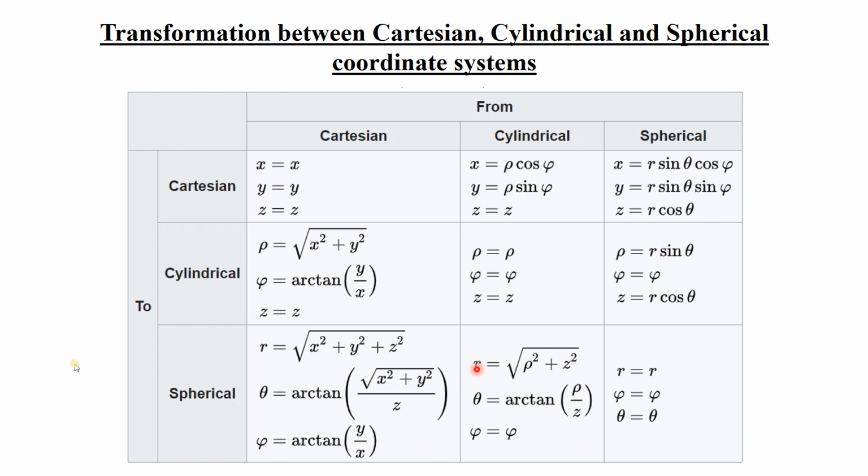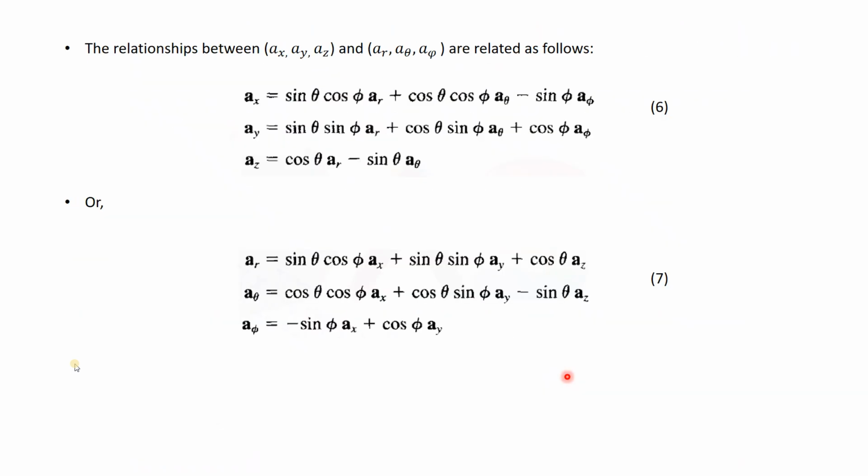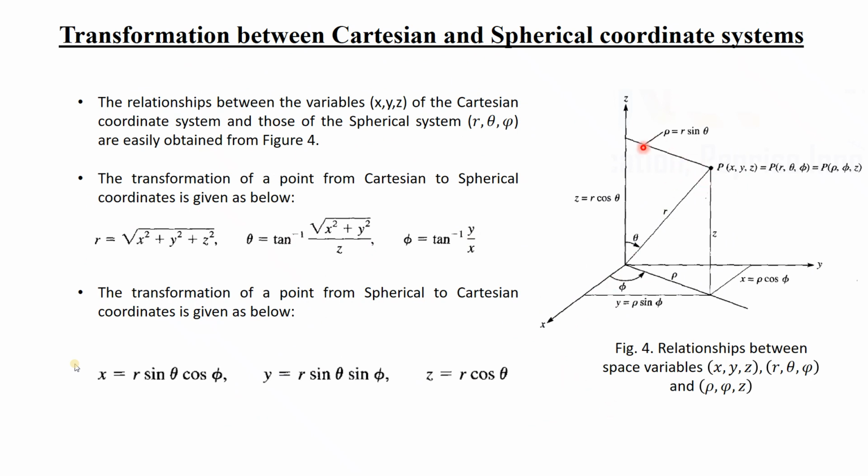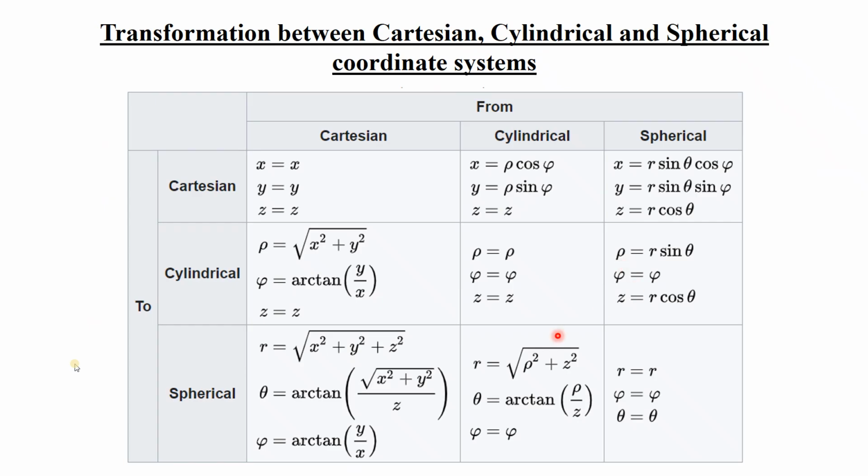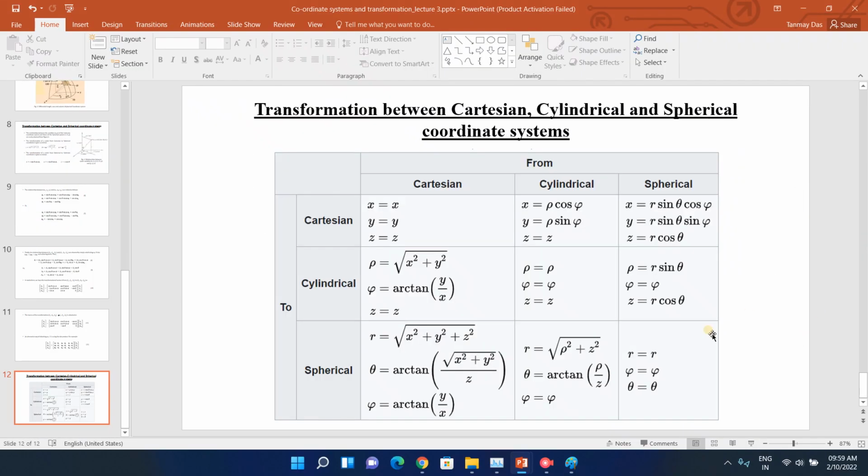Now cylindrical to spherical, that is also quite interesting. How can you calculate r if you have rho and z? Quite easy. See, this is r, this is rho, this is z. So rho is this, z is this. So obviously root over of rho square plus z square will give you r, isn't it? In this way you can calculate. It depends on the geometry, basically the trigonometry part, right angle triangle, all these things. It is quite easy. So this particular table will help you to transform any coordinate system to another coordinate system.